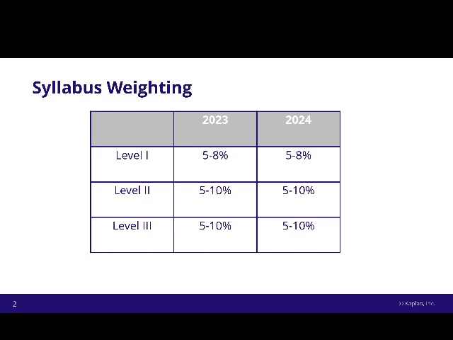So first off, syllabus weightings. You can see I've got a column for 2023 and 2024. I'm aware that people watching this video might be studying for either. The good news is it's the same weighting for both years, so derivatives is not changing much from one year to the next. Between the three different levels, it's also pretty similar weightings. You can see 5 to 8% for level 1, and then it just stretches a little bit, 5 to 10% for both level 2 and 3. So it's consistent throughout your CFA journey.